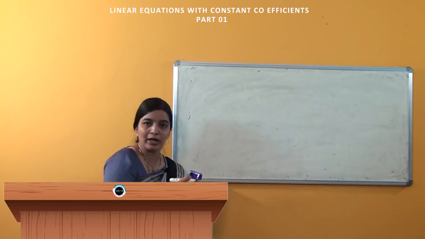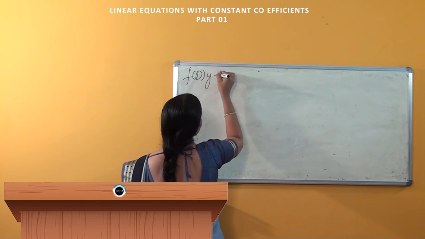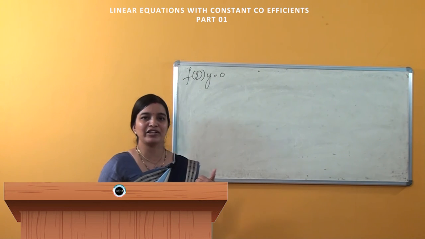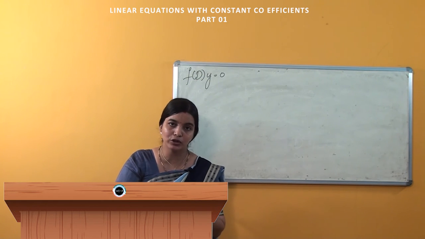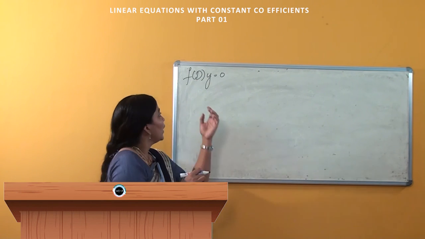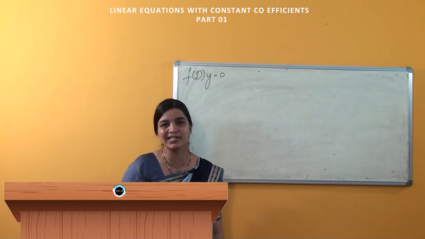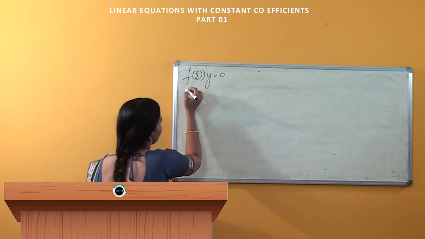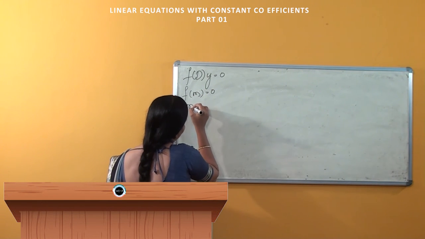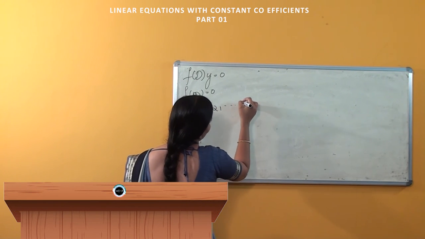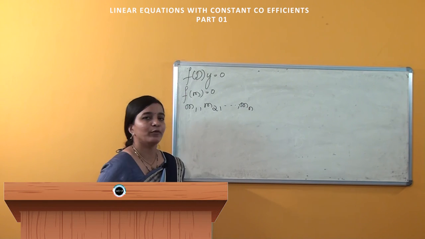So we have the equation f(D) y = 0. As I said, first we write the auxiliary equation and find its roots. Then using those roots, we write the general solution. Now suppose the roots of the auxiliary equation are real and distinct. I'll consider the auxiliary equation f(m) = 0, with m1, m2, and so on up to mn as the roots of this equation.